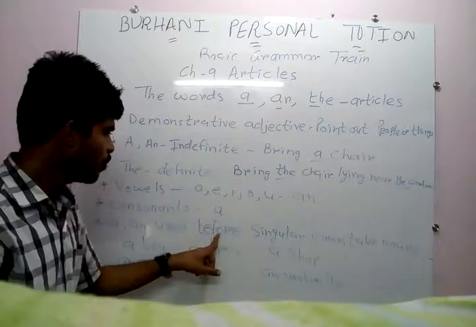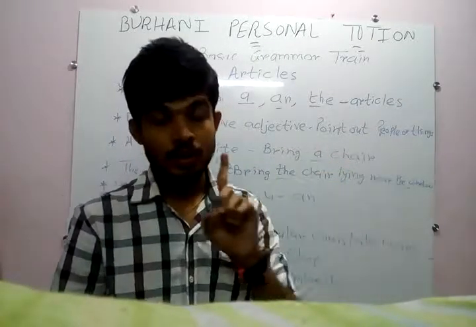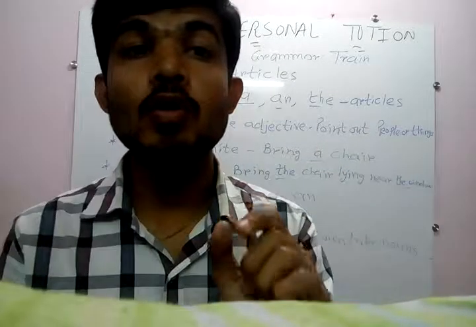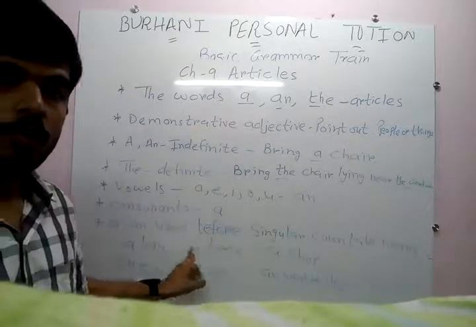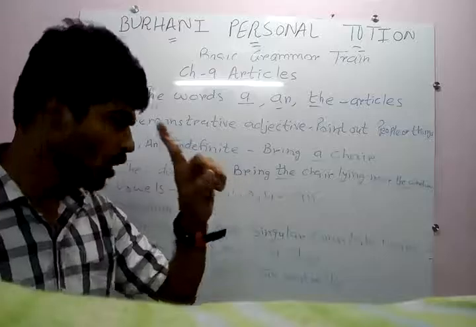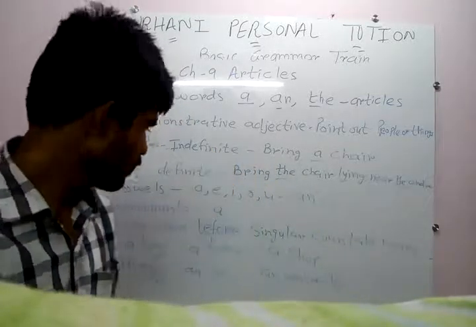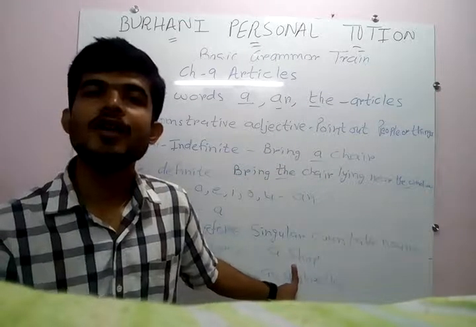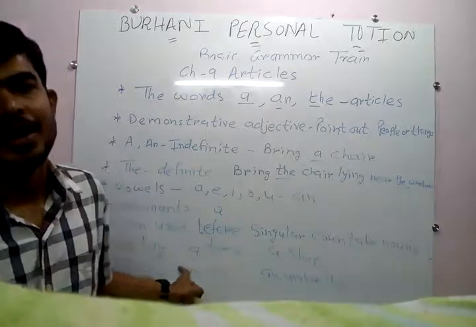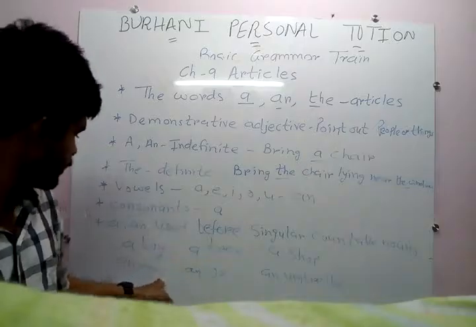A and an are used before singular countable nouns. Keep this thing in mind: a and an show singularity. For example, a boy means one boy. A tree means one tree. A shop means one shop. Okay, boy, tree and shop, all three words start with a consonant sound. That's why they contain a before them.